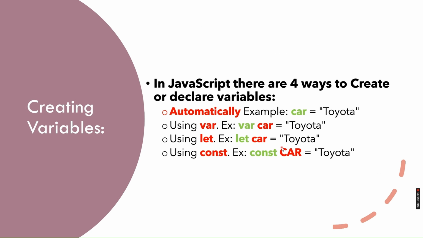In JavaScript, there are four ways to create or declare variables. Automatically, for example, just put the name of the variable, car, assigned to Toyota. Using the var keyword, for example var car equals Toyota. Using let, for example let car equals Toyota. Just to mention, when I say equal I mean the assignment operator, but saying equal is easier. Using the const keyword, const car equals Toyota.